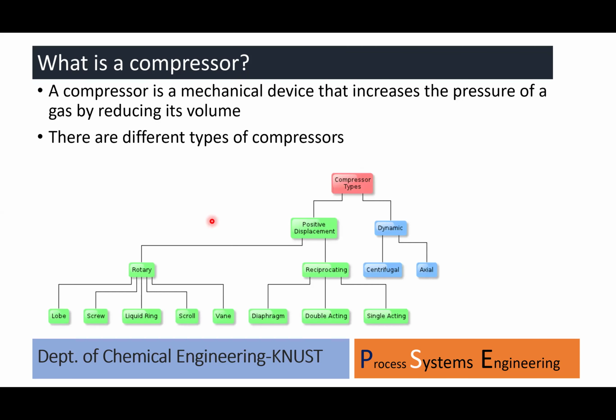Okay. And we also have compressors. Compressors are just mechanical devices that you can use to increase the pressure of a gas by reducing its volume, right? So we have pumps and we have compressors. Compressors are for gases, pumps are for liquids. Is that okay? And there are different kinds of compressors. There are two classifications. We have positive displacement, then we have the dynamic, and then we have examples of them.